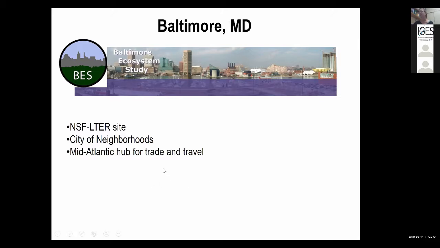And it's this mid-Atlantic hub for trade and travel, which of course is where we expect to see novel viruses introduced. And so when you think about mosquito-borne disease and viral risk in temperate areas, there don't tend to be a lot of things that circulate regularly. They have to be introduced each year because winter tends to shut things down. So the fact that this is a hub for trade and travel makes it a likely place to see introductions.